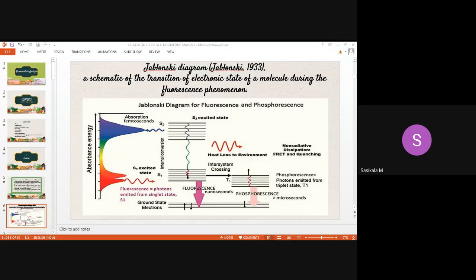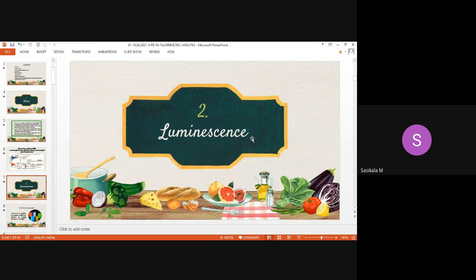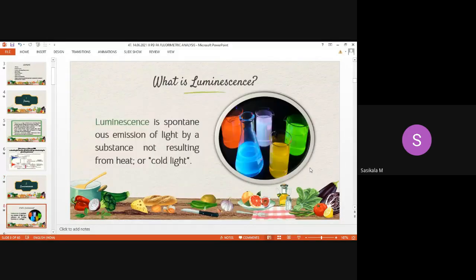Okay, that is the theory behind fluorimetry, and how the electronic states are present during fluorescence emission. Now let's see the second part, luminescence. What is luminescence and what are its types?